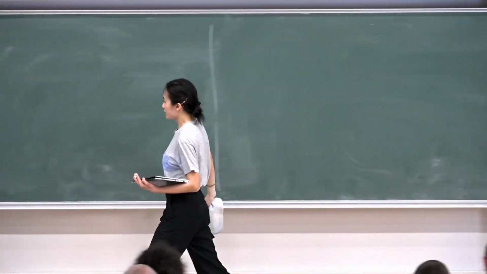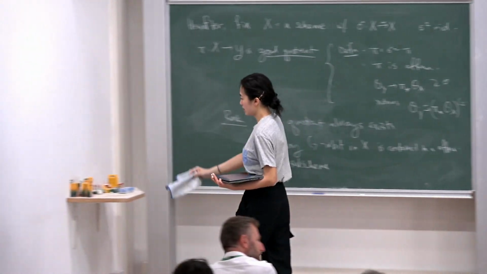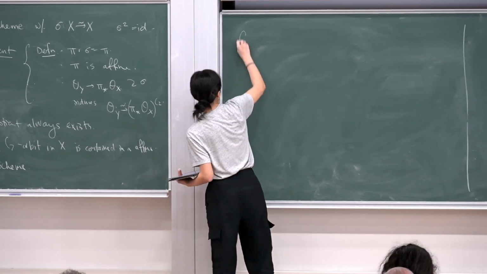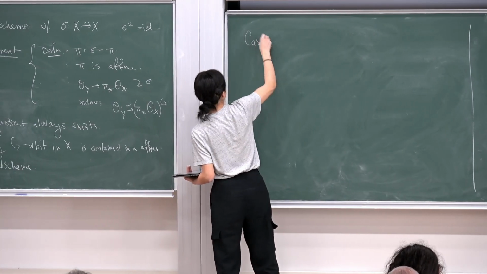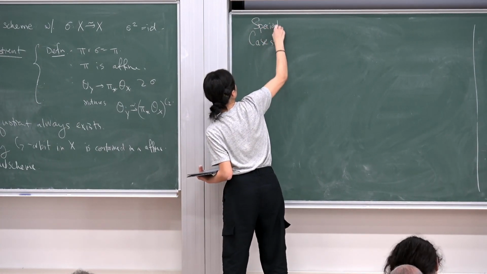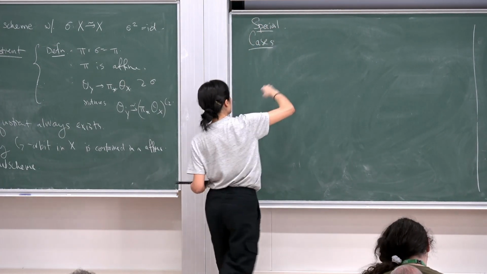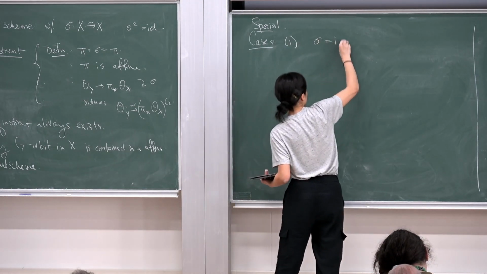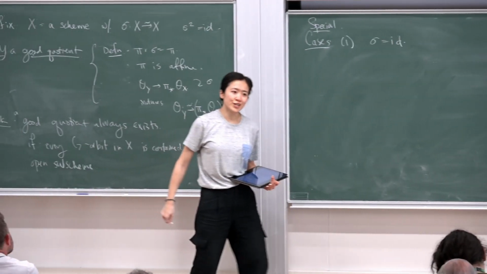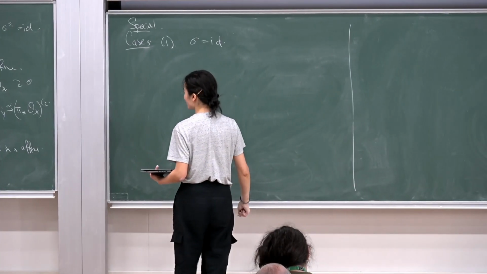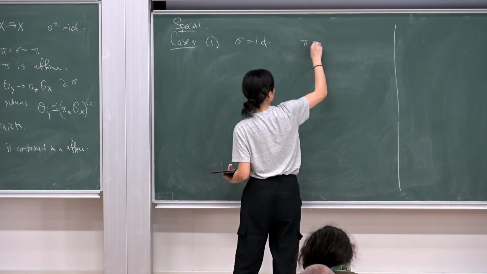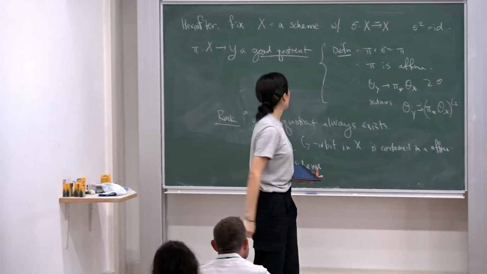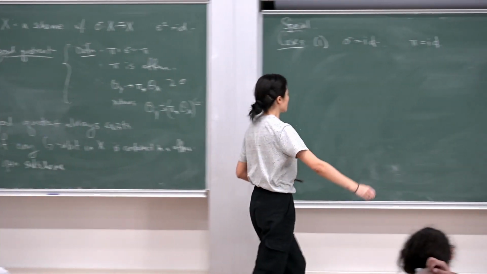Okay, so there are a couple of special cases. Let me tell you what they are. We can always take the involution to be the identity. In which case you can check, not too hard to check, that pi equal to the identity works as a quotient map. And in particular, that means that Y is equal to X.